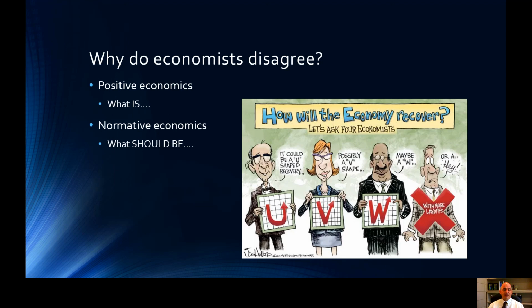We will, in this class, begin to discover there is a difference in what's called positive and normative economics. Positive economics deals with what is. These are statements of fact that we can prove as either true or false. Normative economics, those are statements that deal with what should be. They're opinions. We can't necessarily prove them one way or the other. So economists often seem to disagree with each other, and it may be because they're making normative economic statements as opposed to positive economic statements.